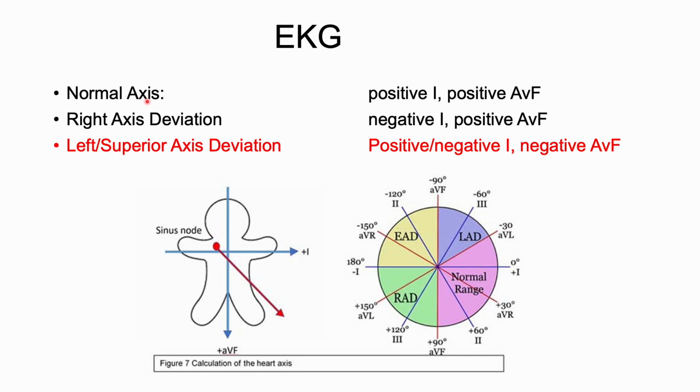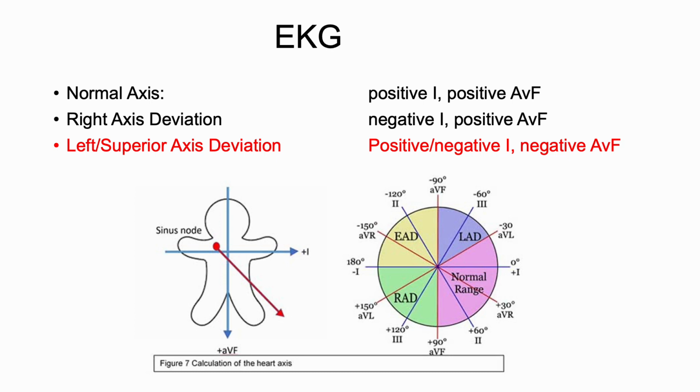So a normal axis, where your signal is going like it's supposed to, you will have a positive in lead 1 and positive in lead AVF. If you have a right axis deviation, your right side of the heart is more prominent, you're going to have a negative in lead 1 and a positive in AVF. And then our left or superior axis deviation, your lead 1 could be positive or negative sometimes, but your lead AVF is negative.